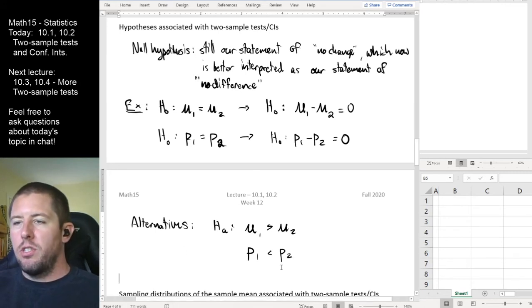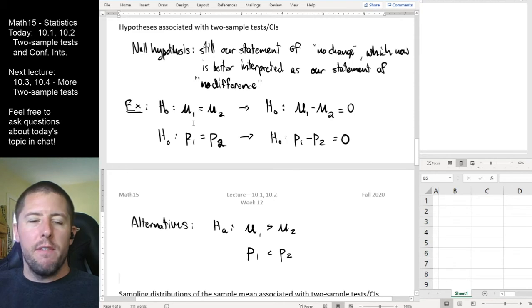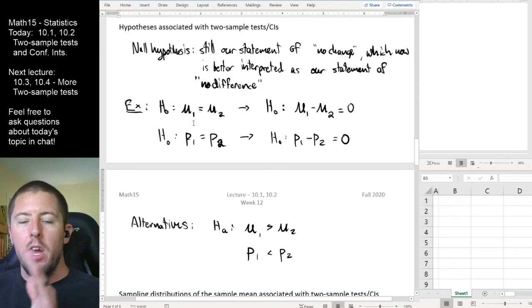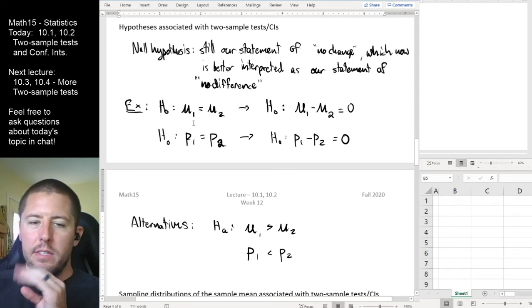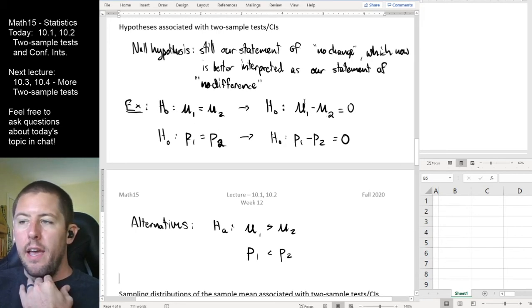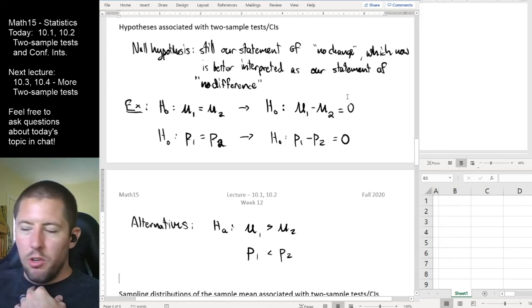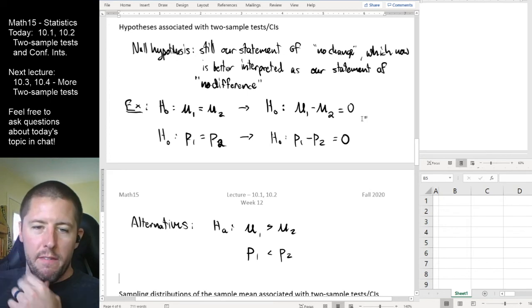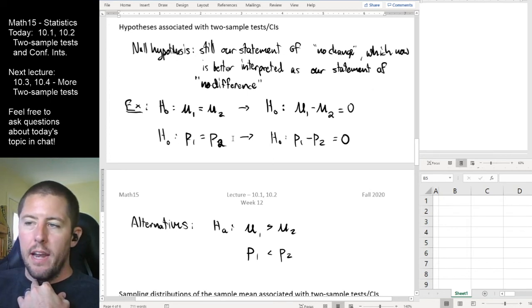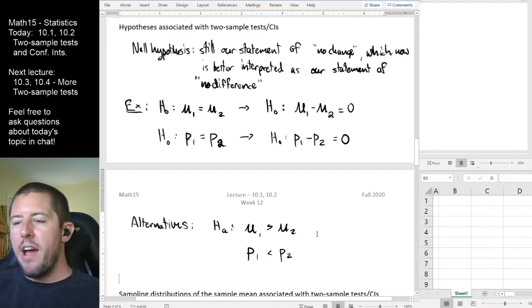And again, just notice that you have the option of either thinking about this as saying group 1 is the same as group 2. That's what these two look like to me. Or as saying the difference between group 1 and group 2 is 0. There is no difference between group 1 and group 2. So again, the setups on the left are identical to the setups on the right. It's just a matter of preference for how you indicate those.